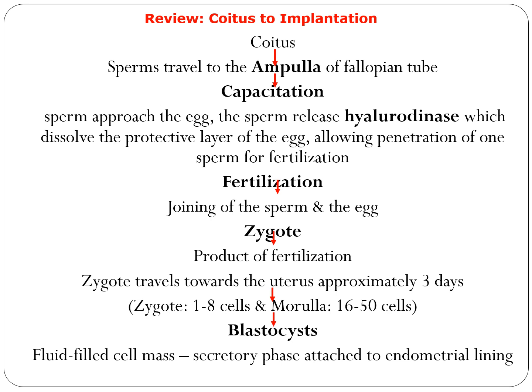The joining of the sperm and egg happens. The product of fertilization is the zygote. The zygote travels to the uterus in approximately 3 days. The zygote duplicates from 1 to 8 cells, and then the morula, the mulberry, with 16 to 50 cells, is the morula. Then you will have the blastocyst after the morula. It is a fluid-filled cell mass during the time of travel. On the secretory phase of menstruation, it attaches to your endometrial lining.